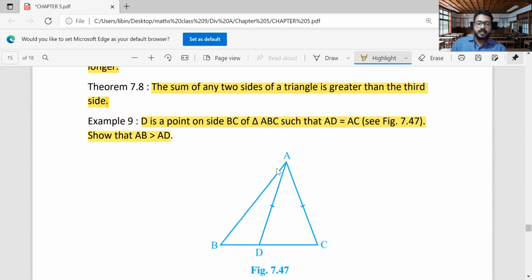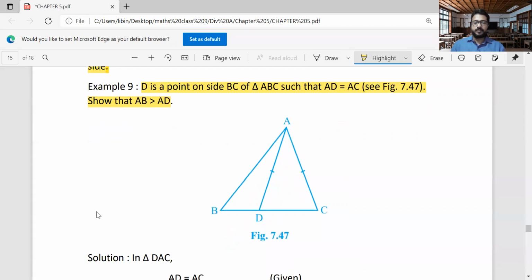Consider triangle ABC. The point D is on the side BC such that AD is equal to AC. Now we want to prove that the length of the side AB is greater than the length AD. By looking at the figure, you can easily see that AB is greater than AD. But we can't write that just by looking at the figure. We want a written proof. So let us see how we can prove it.